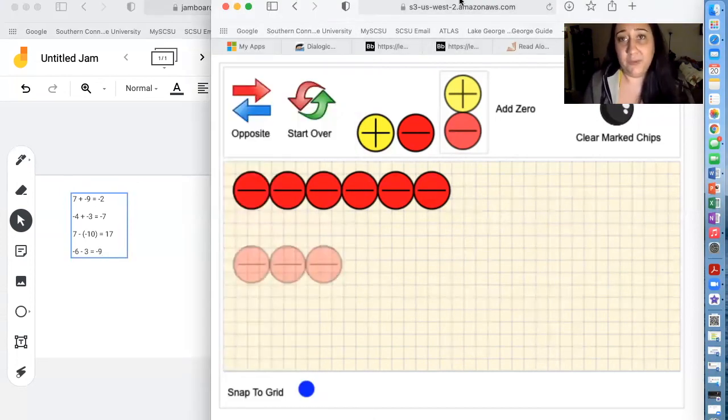Hopefully this video helped you see a little bit about using our integer chips for positive and negative integers to add and subtract. Thanks for watching.